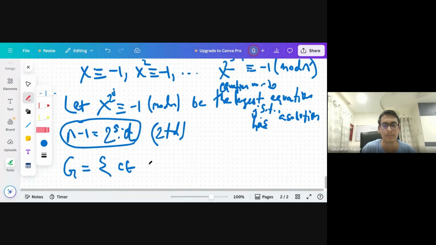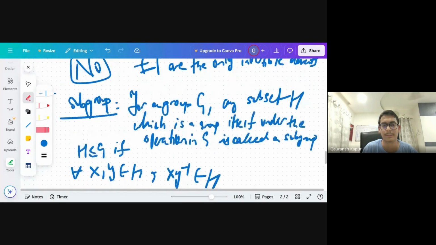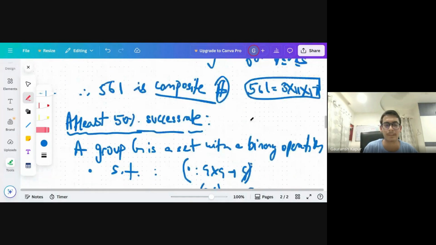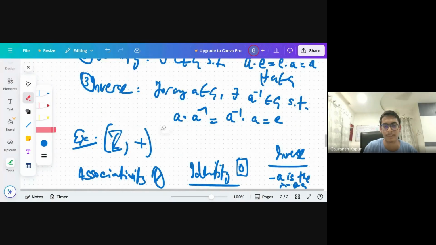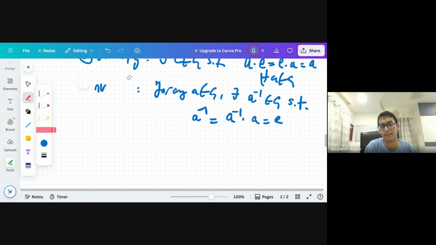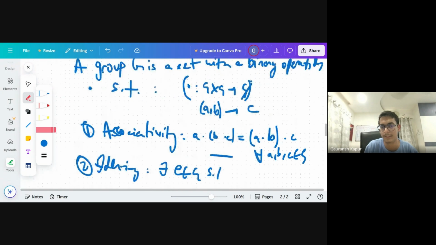Oh, I think I have to erase something. So I'll erase the group theory part. I'll prepare LaTeX notes and upload them, so that will have a proper group theoretic introduction.